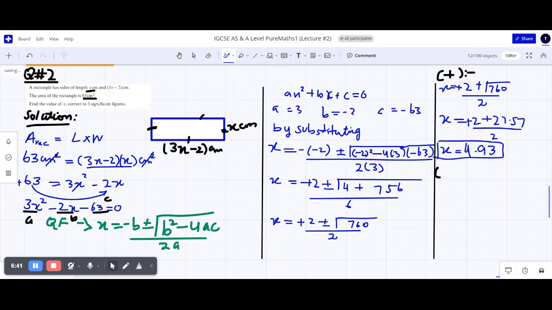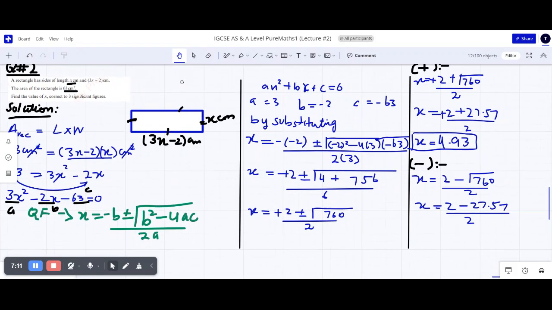Now by using the negative solution, we will write the root 760 with negative. So x is equal to 2 minus root 760 divided by 2. So root 760 is equal to 2 minus 27.57 divided by 2. So now x would be equal to minus 4.261, the second value of the x we got.